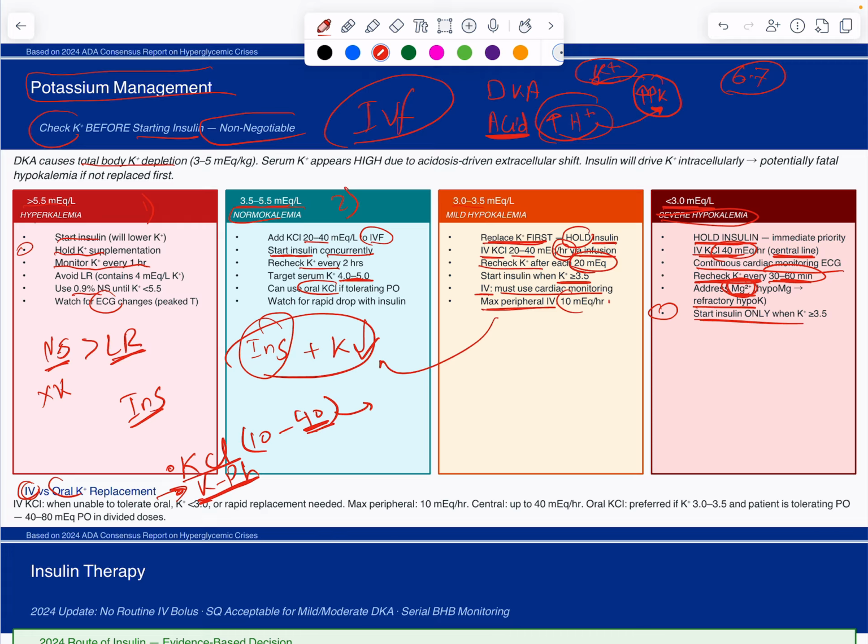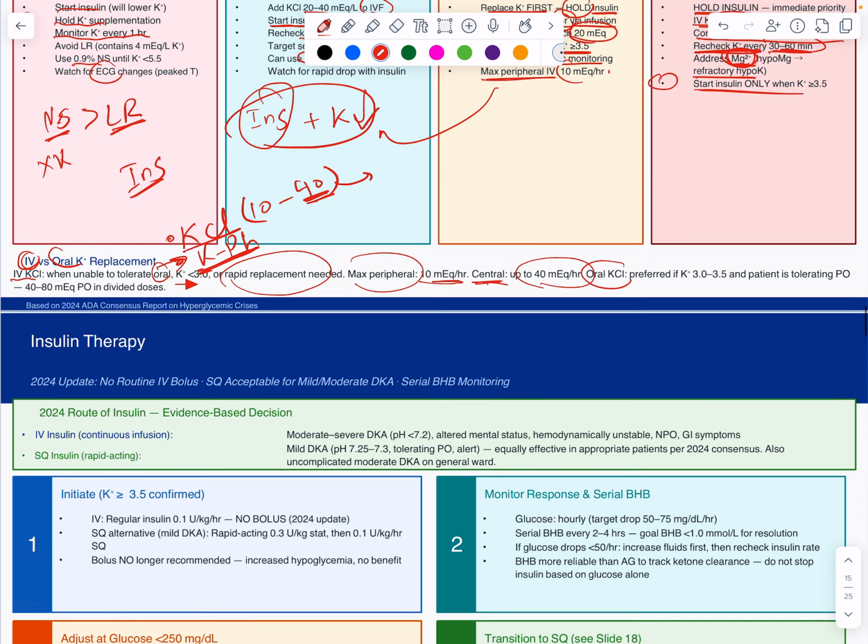So again, let's go through this word by word. IV potassium chloride, if you are not tolerating oral or there is severe hypokalemia. So if you have severe hypokalemia below 3, you need rapid replacement, so you can give IV. Maximum preferred dose will be 10 per hour. If you are increasing to 40 milliequivalent per hour, you will need central access. Again, if the patient is tolerating oral and does not have severe hypokalemia, then oral potassium will be preferred.